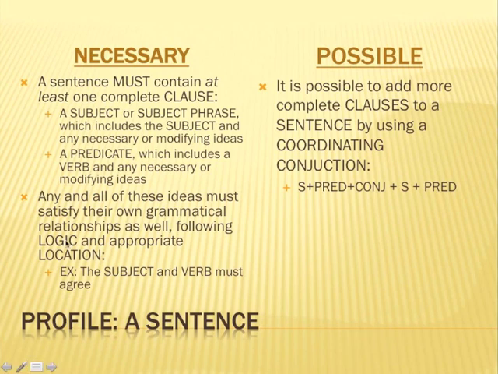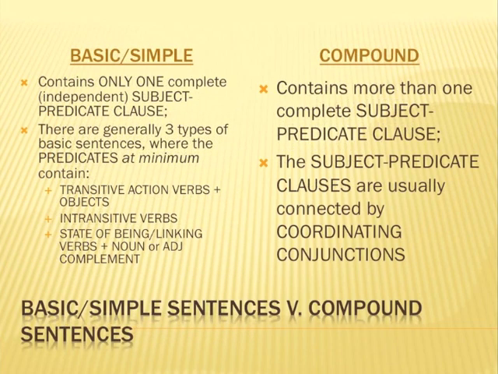Now, of course, we did discuss what is possible, and this gets to the next idea of looking at a compound sentence. For example, it is possible to add more complete clauses to a sentence by using what we have discussed as a coordinating conjunction. So in this way, we can redefine this information again. Now we have the difference between a basic or simple sentence compared to a compound sentence.